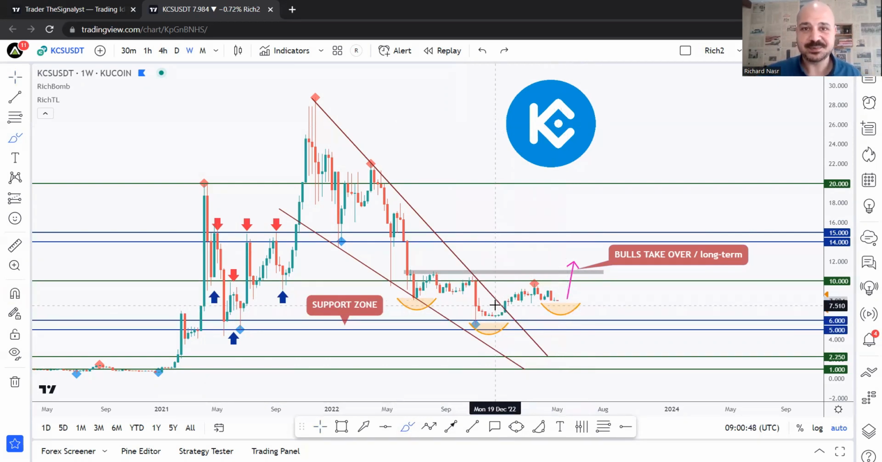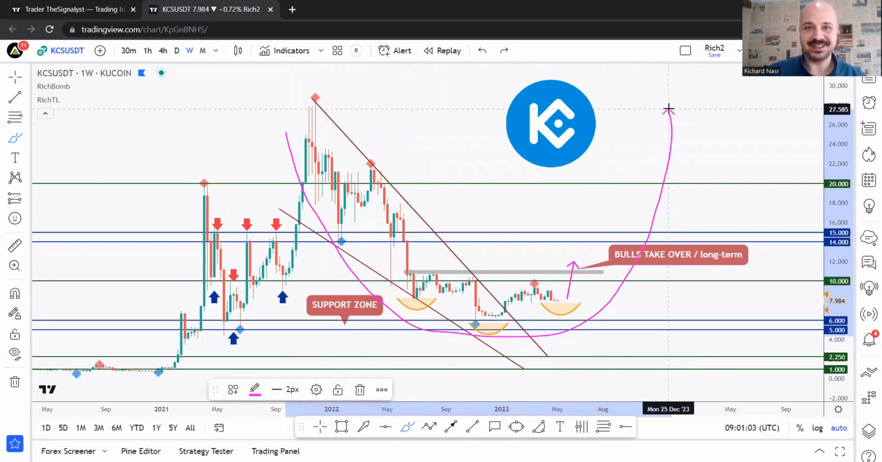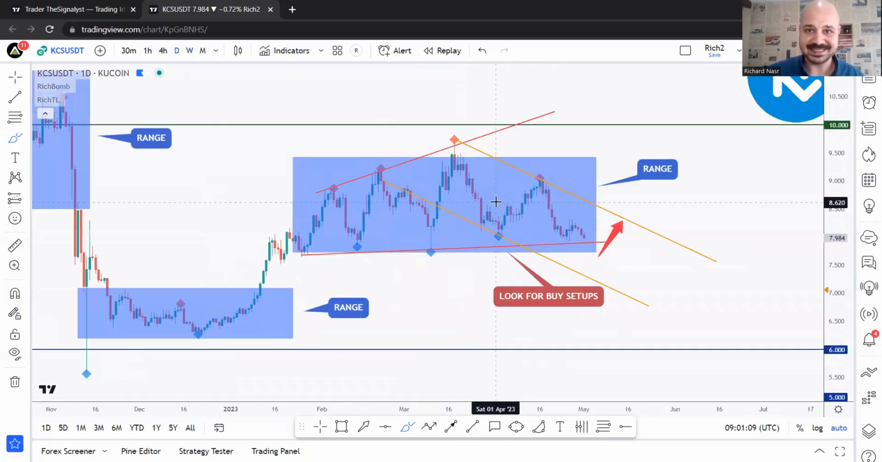As mentioned multiple times previously, if you remember, we want a break above the 10 round number and this neckline around 11.3 for the bulls to take over from a long-term perspective. In this case, we'll have a shift in momentum from bearish to accumulation and then bullish. For now, as long as we are inside this range, we'll be trading it. That's why we zoom into the daily time frame.